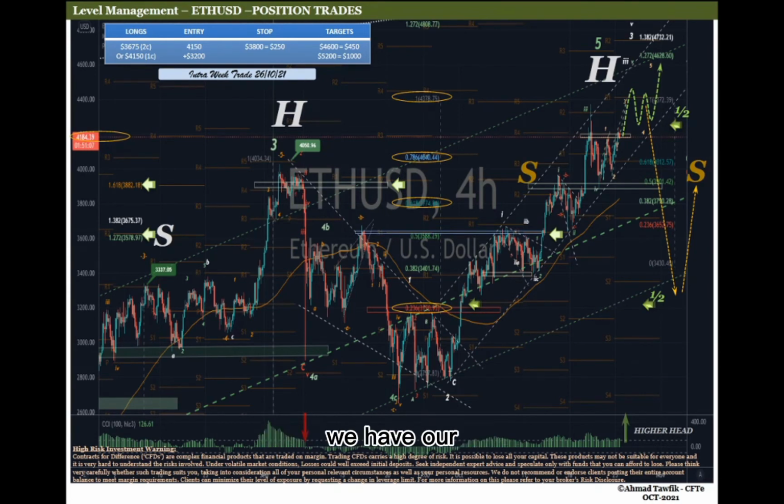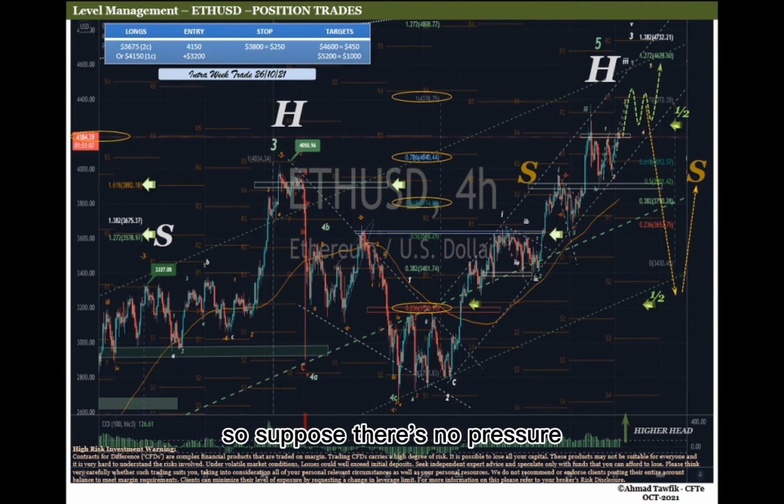So over here we have our risk management matrix. We're looking to buy market right now at about 4,150 and add at 3,250. So we have to work our money management in accordance with buying half size at the top, 4,150, and completing our full size at 3,250.